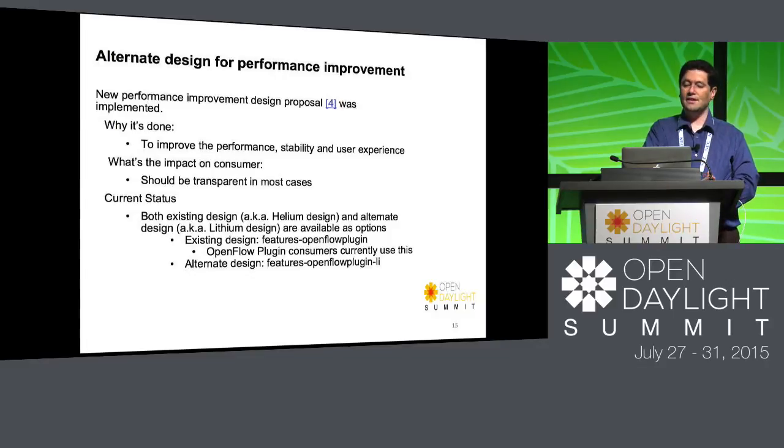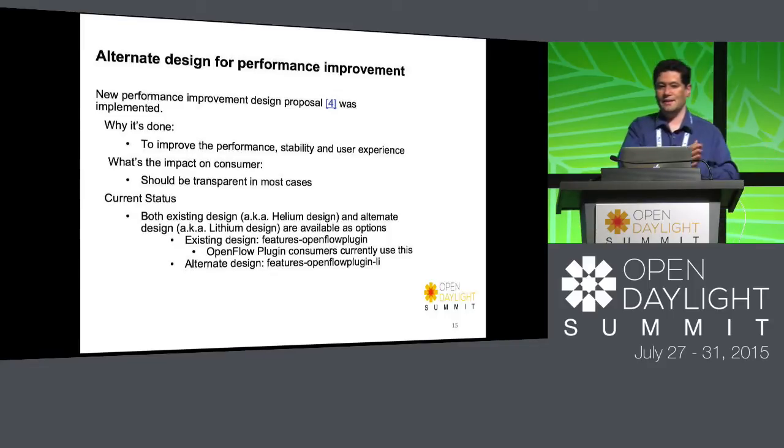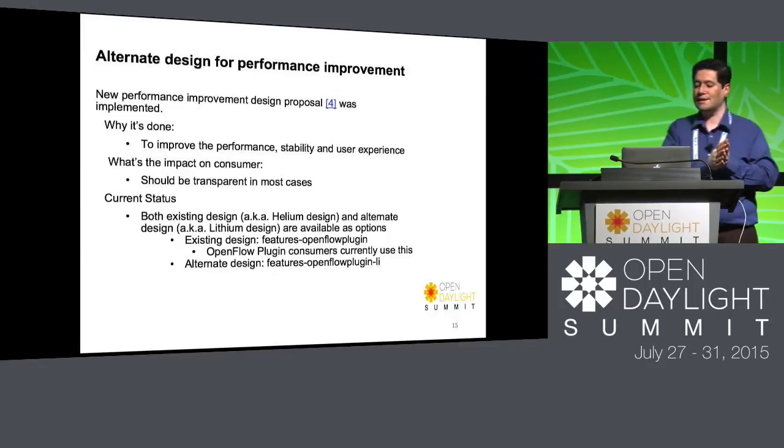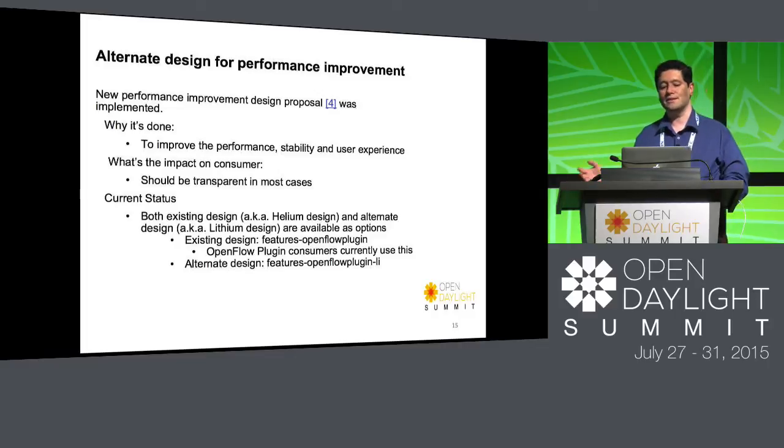The features for the existing design are under features-openflowplugin, while the alternate design features are all under features-openflowplugin-li, the LI version of it. So you have the LLDP speaker, you have the FRM, and all these things have a separate Lithium version as well.